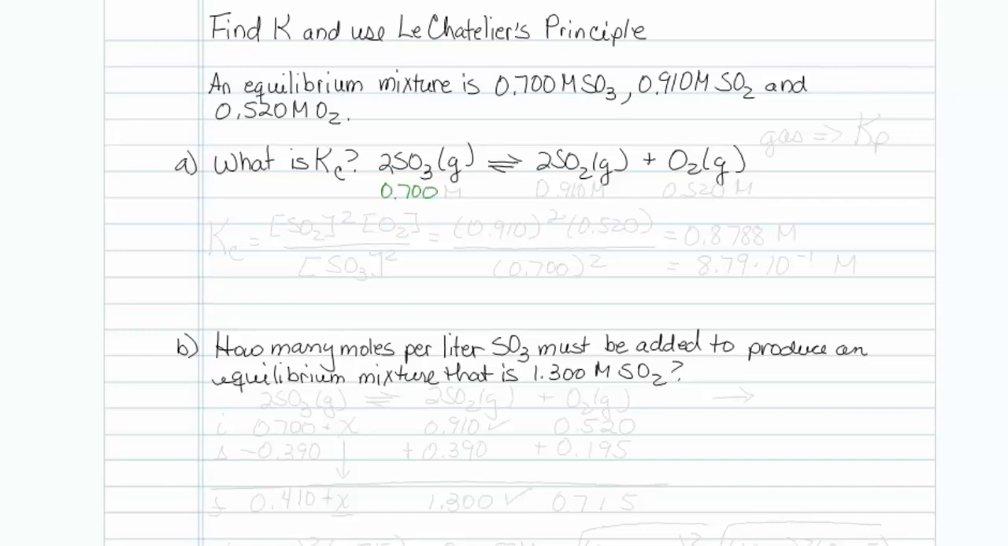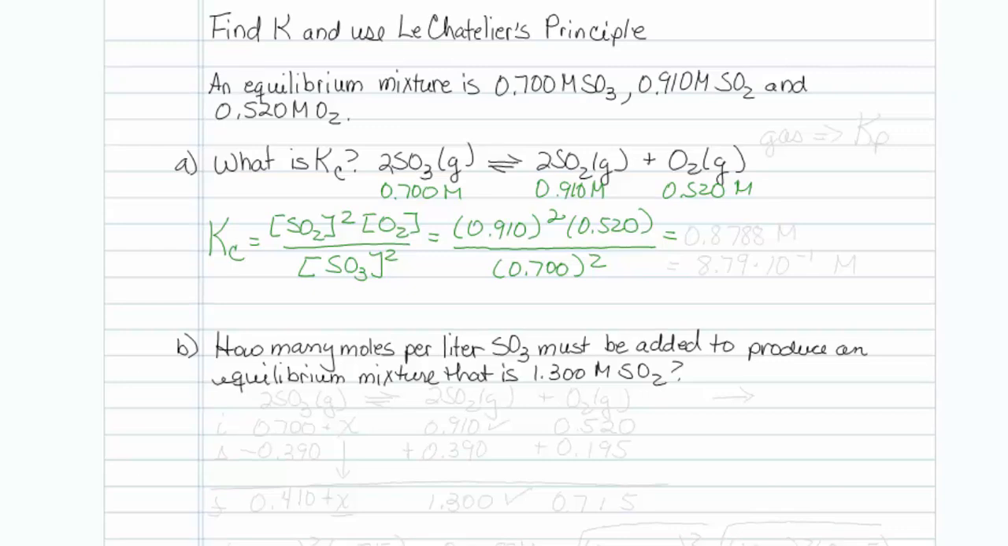Let me write my values underneath in the reaction table. Alright, Kc is going to equal products over reactants raised to their coefficients. So that's SO2 squared, O2 to the first power, over SO3 squared. Now let me substitute my variables. I have 0.910 squared times 0.520 to the first power over 0.700 squared.